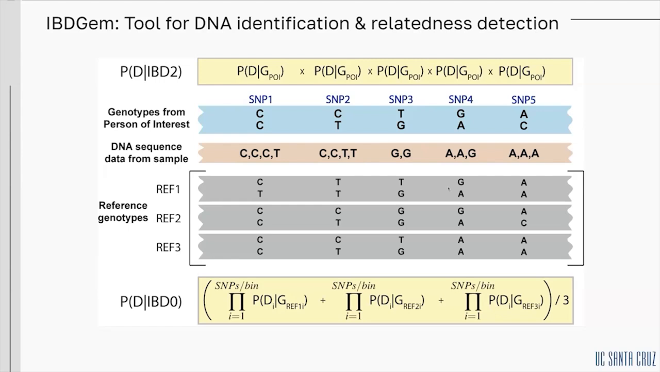At each variant, for example, from SNP1 to SNP5, IBD-GEM uses allele count data from the sequence reads, as well as the genotype profile of the query individual, to compute the probability of observing the allele counts given the test sample and the query genotype profile share 0, 1, or 2 identical by descent chromosomes. For the rest of the talk, I will refer to these hypotheses as IBD0, IBD1, and IBD2 models.